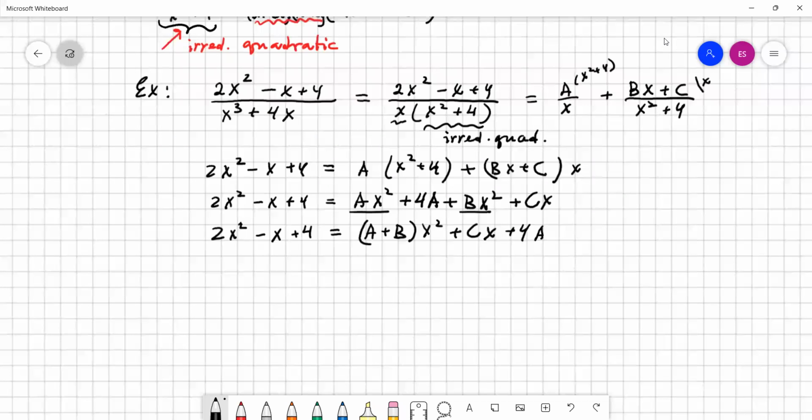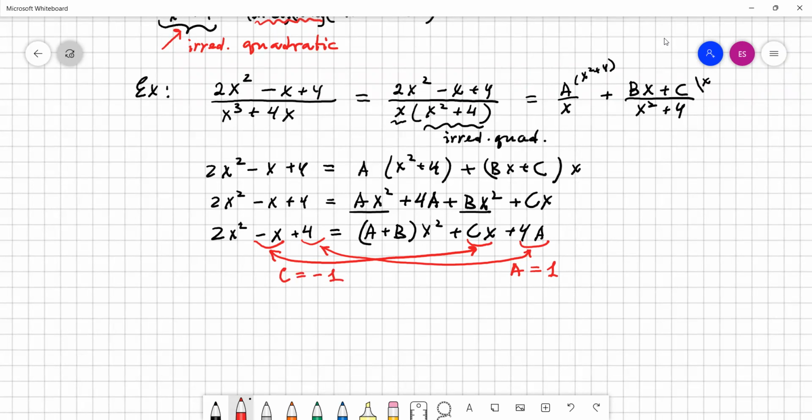Actually, guys, though this looks harder, it's going to be easier. I'm going to start the comparison. For example, 4 and 4A, the constant terms here and here, right? From where A equals what? 1. By what do you need to multiply 4 to get 4? 1. Cx and minus x are the first power of x. So actually we see that C equals minus 1. And the only unknown we have is B, right? And A plus B equals 2. So 2 equals A plus B. We already know that A is 1, so 2 equals 1 plus B, which says B is equal to 1. Why? Well, 1 plus 1 equals 2.